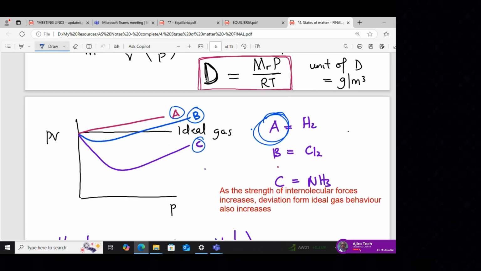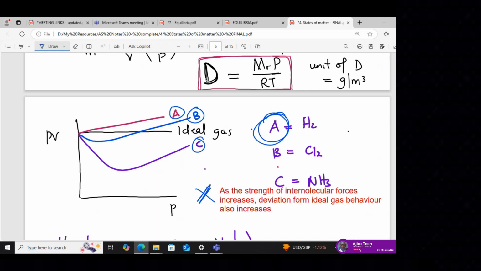Can you read this? As the strength of intermolecular forces increases, deviation from ideal gas behavior also increases. Do you get the point? So the one that deviates most is ammonia. Why? It has hydrogen bonding. The one that is very close to ideal behavior is not there, but very close to it is hydrogen. Why? It has the weakest intermolecular forces. It only has instantaneous dipole-induced dipole forces. So it's very close to ideal behavior. Do you get the point now?